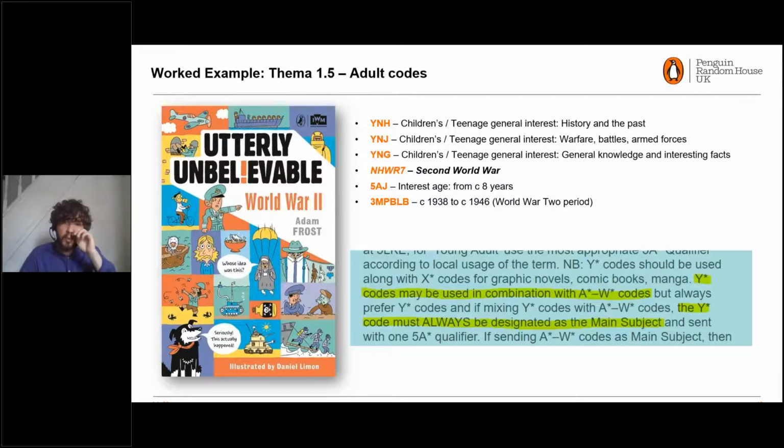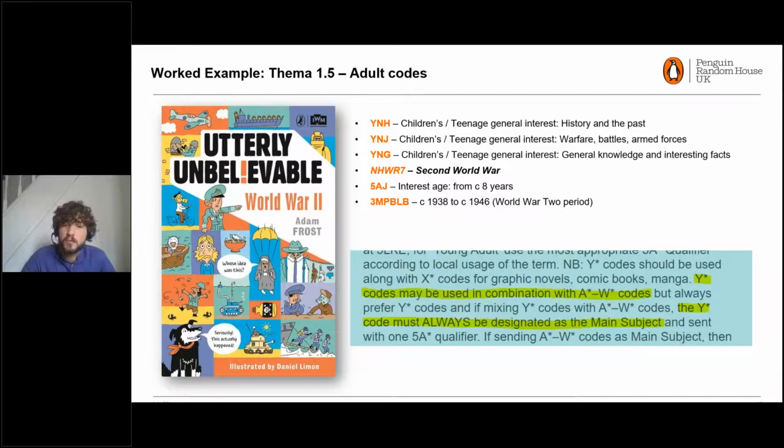So Utterly Unbelievable World War II was published in partnership with the Imperial War Museum, and it features interesting facts and stories about the conflict. While it's possible to achieve a fairly thorough classification using only the Y subject codes, the main subject, the Second World War, would otherwise be absent if we weren't able to add the adult code.